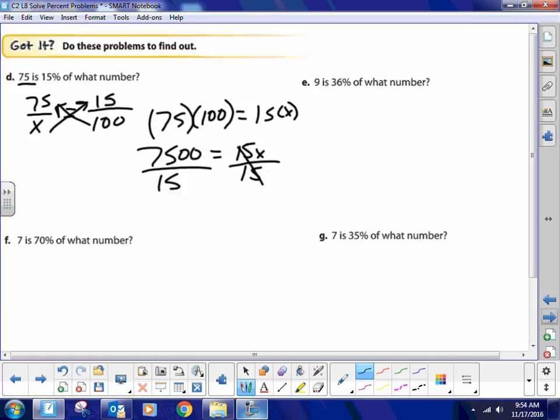All right? 15 divided into 7,500. I know it's a big number, but you still got to do it. Right? And what is that? Times 5? That looks about right. Yep. Times 5, so you got 75. All right? You got to bring up these 2 zeros. All right? And then you recognize that x is equal to 500.